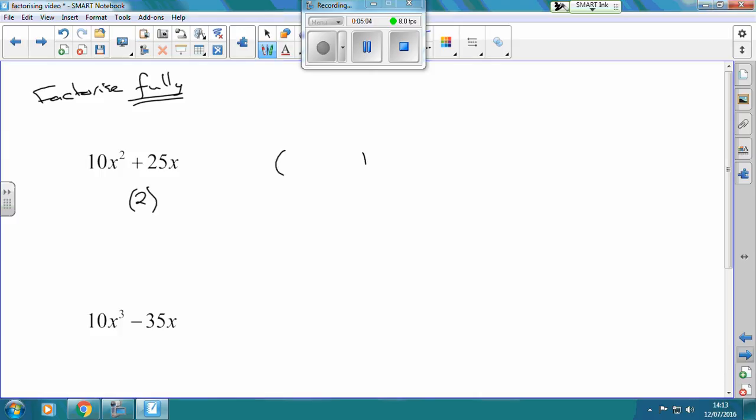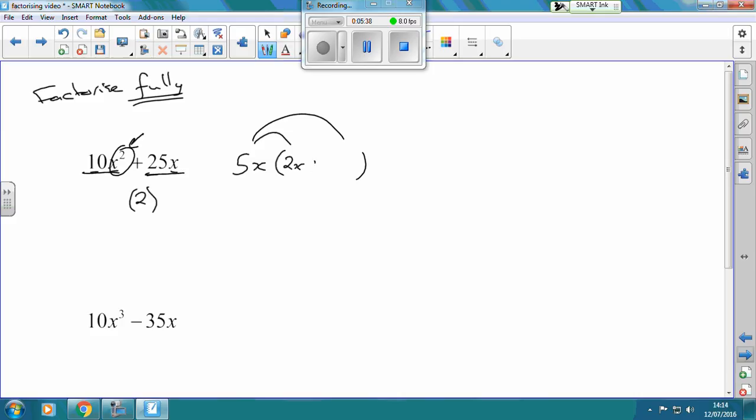So what we're going to do is we're going to put it into brackets. And we can see that there's a number that goes into both 10 and 25, and that's 5. But also, there's an x in here and there's an x in here, so we can take an x outside as well. So what do we multiply 5x by to get 10x squared? So if we multiply 5 by 2 to get the 10, but if we multiply 5x by 2, we're just going to get 10x and not 10x squared. So we need to have another x there to make it x squared, or to give us 2 of those x's.